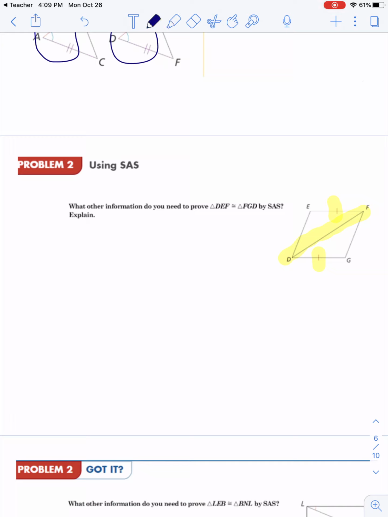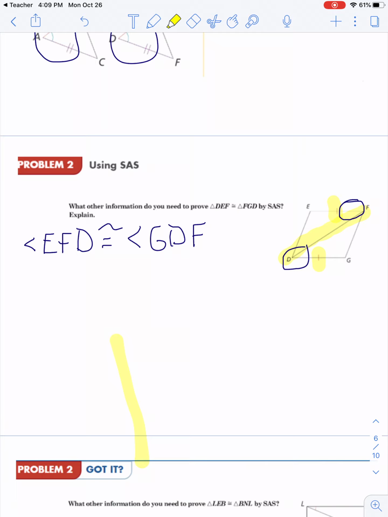So I have a side and a side. What I would need is between these 2 sides down here, I'd need that angle, and these 2 sides up here, I would need that angle. So the information that I need then is angle EFD is congruent to angle, let's see, this would be GDF. Okay? So if I had those, then that would allow me to say that these 2 triangles are congruent.